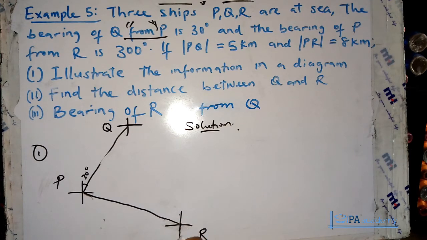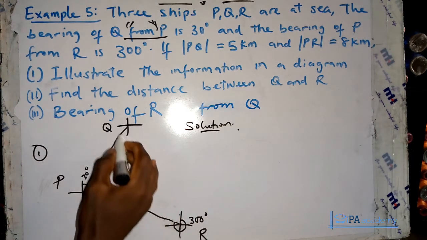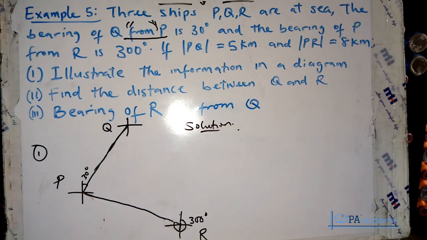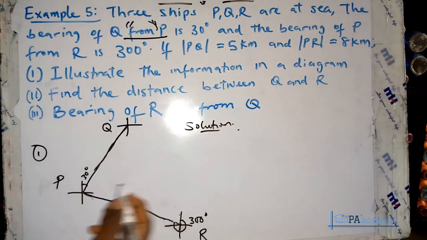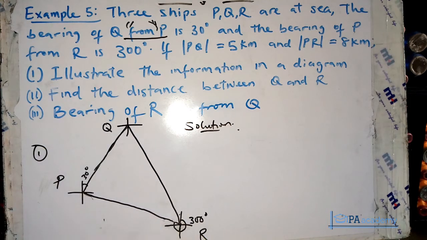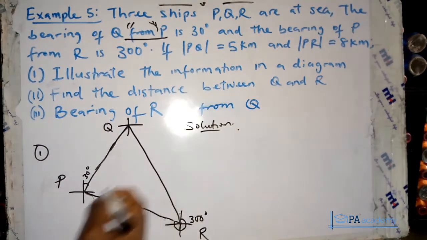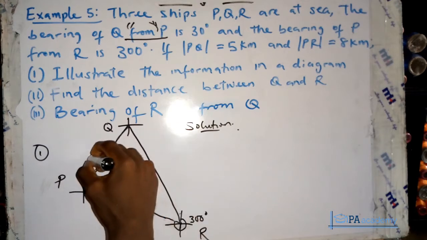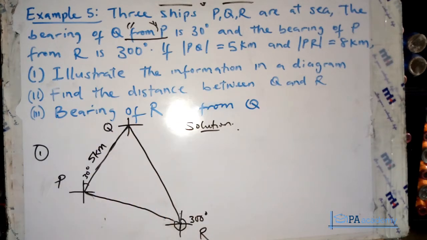So that is it. That means this is 300 degrees. Now if PQ is 5 kilometer, and PR is 8 kilometer, that means here is 8 kilometer. Let's join the two points like this. Now illustrate the formation in a diagram.